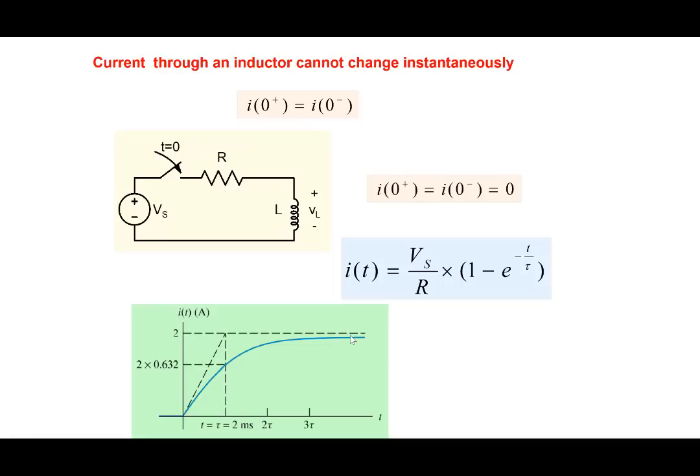If you want to reach almost 99%, then you'll have to wait for 5 time constants. And the time constant tau is equal to the inductor value divided by the resistance in the circuit. Tau will be L by R.